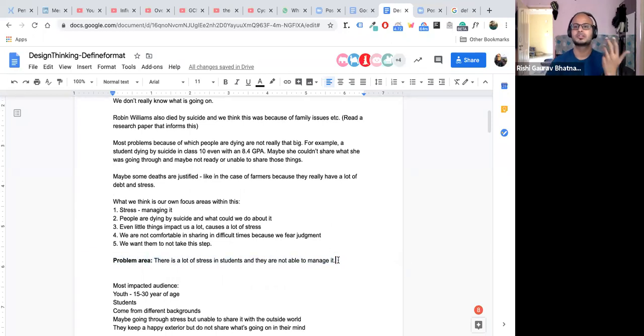The problem areas could also be multiple. It could be a problem area is there is a lot of stress. There could be student suicides. Problem areas could be multiple. And with every problem area, you will have to do the same exercise again, and you will find multiple problem statements. In my typical exercise that I've seen, if I have done a problem area analysis, every problem area can lead to between 15 to 30 different problem statements.